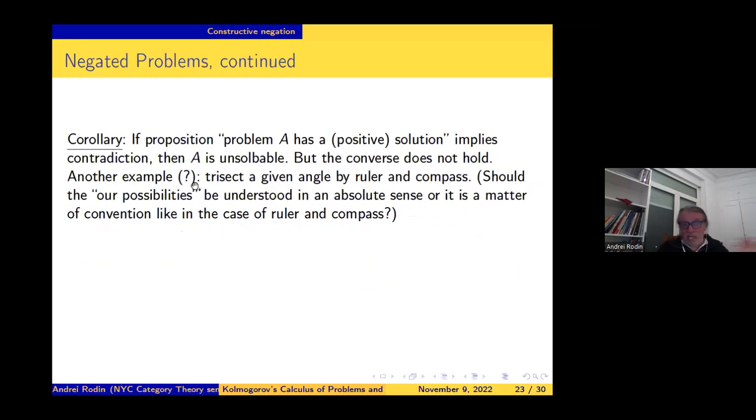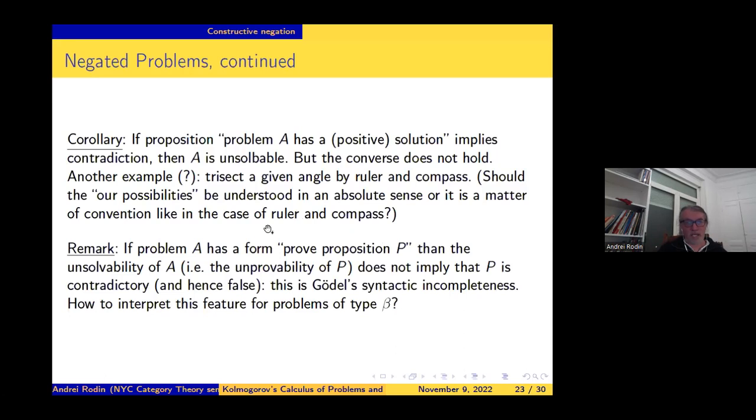And here I'm actually not sure if we take something like the intersection of a given angle, would that also be an example or not? Should the possibilities referred to by Kolmogorov in this quote be understood in an absolute sense? It's how Brouwer, for example, had it. Or it could be a matter of convention, like a ruler and compass.